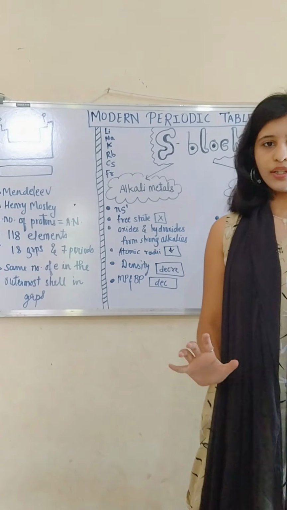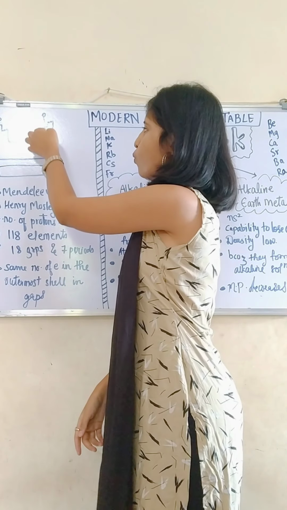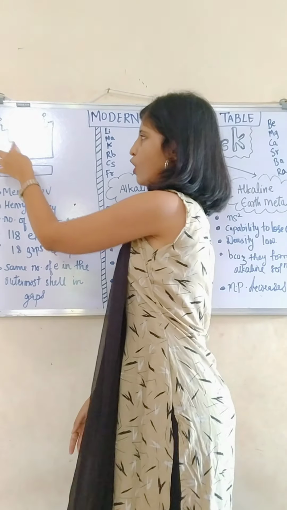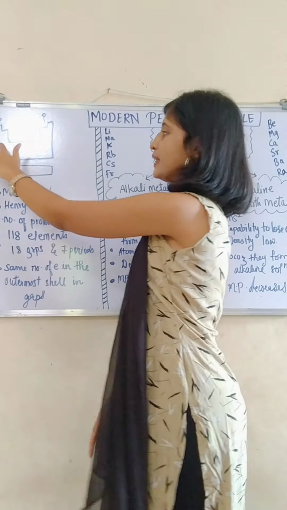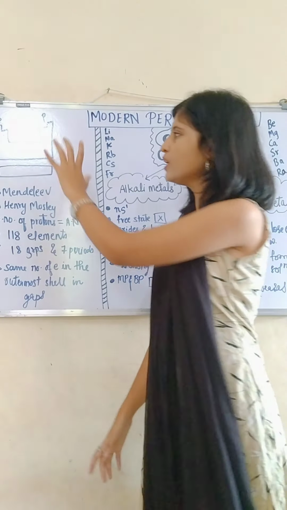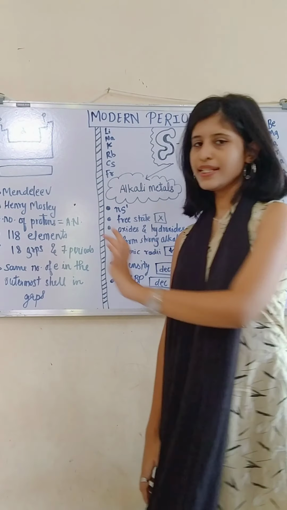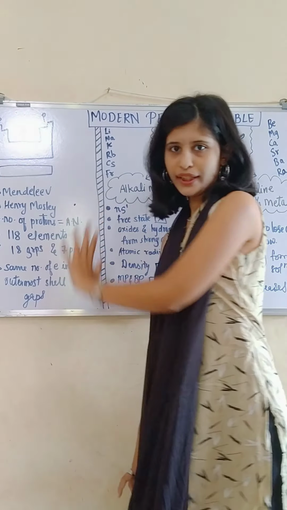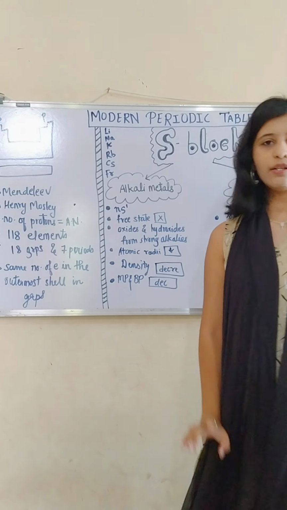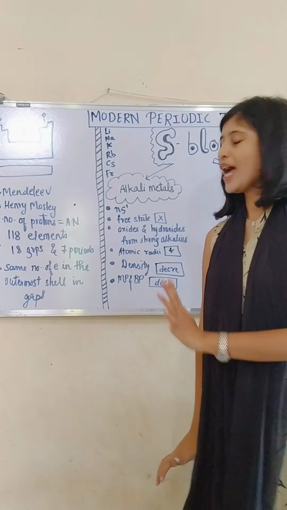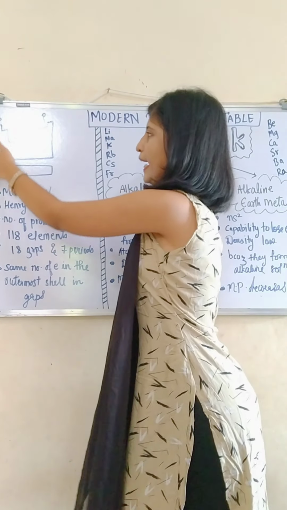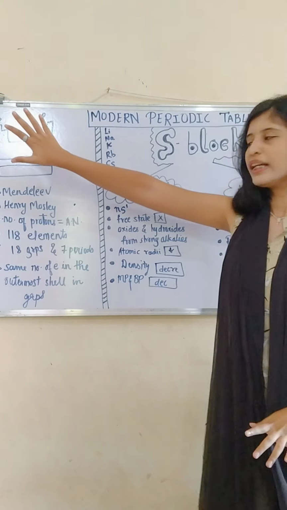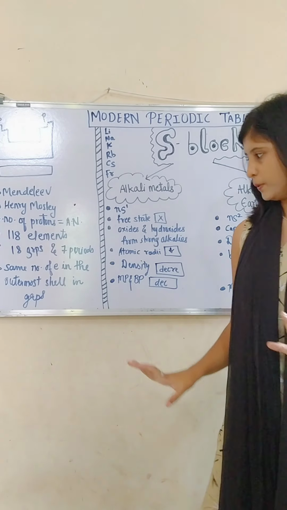Now, in this modern periodic table, these vertical columns are called groups. And these horizontal lines, which I have not drawn here, are called periods. In this entire periodic table, there are 118 elements, 18 groups and 7 periods. That means 18 groups, that is 18 vertical columns, and 7 periods are formed in this modern periodic table.